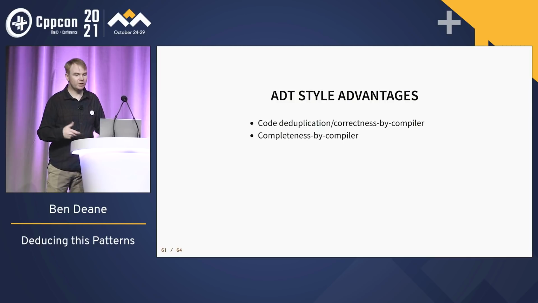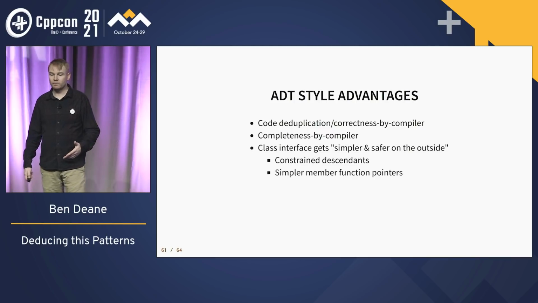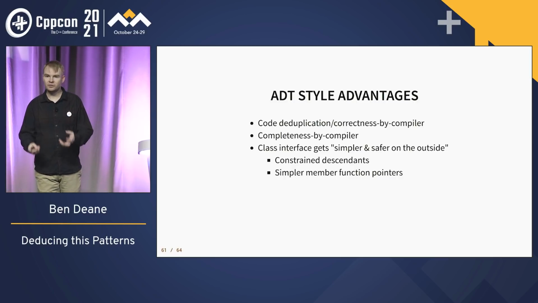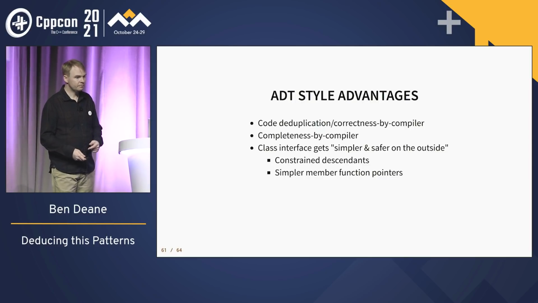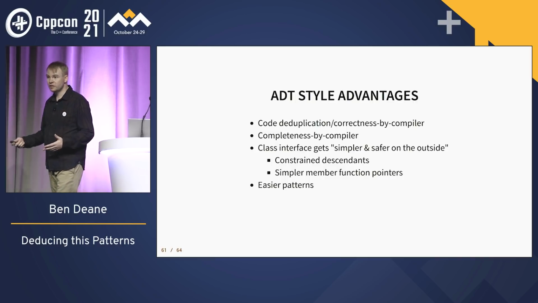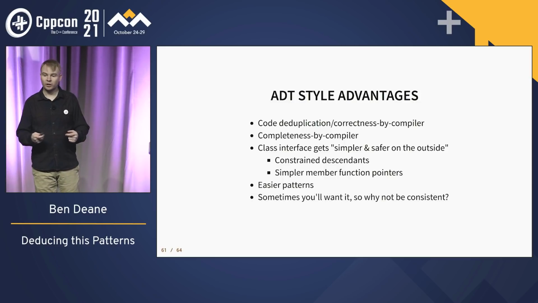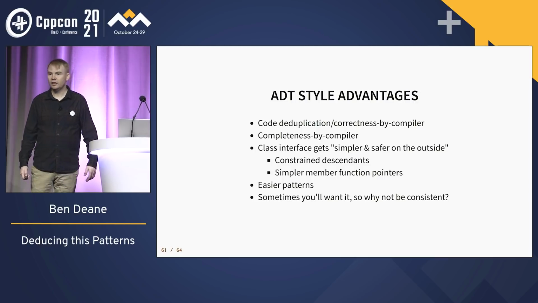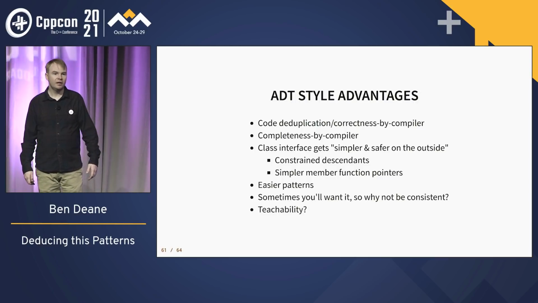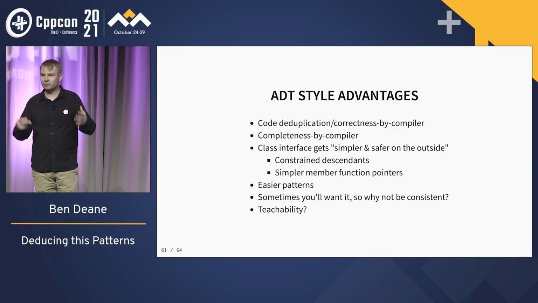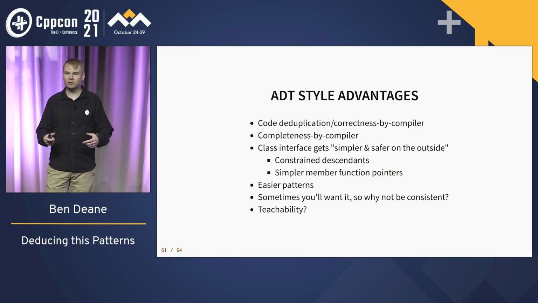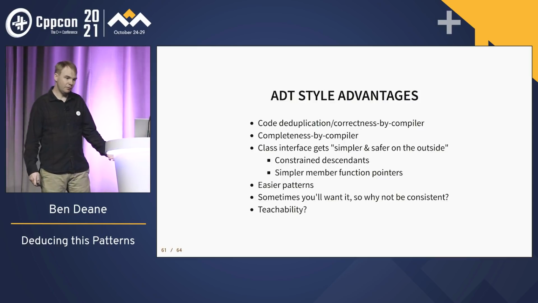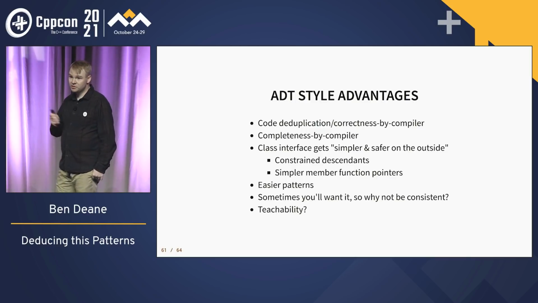And if you're used to compile time polymorphism and writing templates, this is a pretty attractive option. Your class interface at least has the option to get simpler and safer because you can constrain descendants using that function. You get simpler member function pointers. You get easier patterns like CRTP. And one argument is if you'll want it sometimes, you might want to be consistent and use it all the time. And finally, we think it's pretty teachable. The mental model for member functions, and many languages that aren't C++ make it explicit today, is often that there is that implicit first object parameter. So this is how we have a mental model of how it works under the hood anyway. So the advantages are pretty compelling for me.